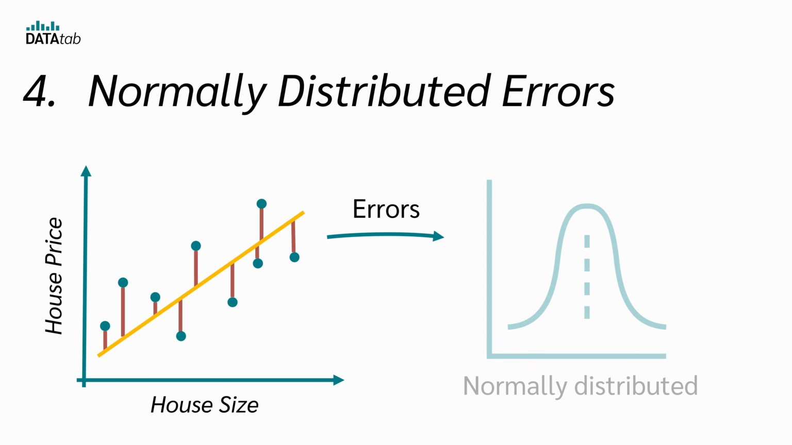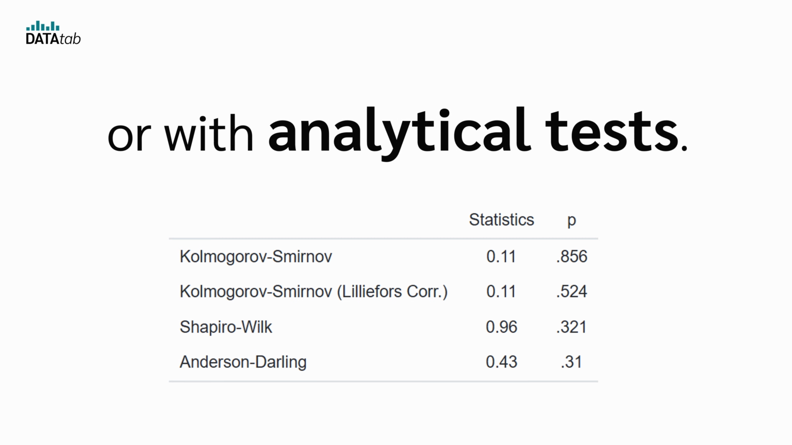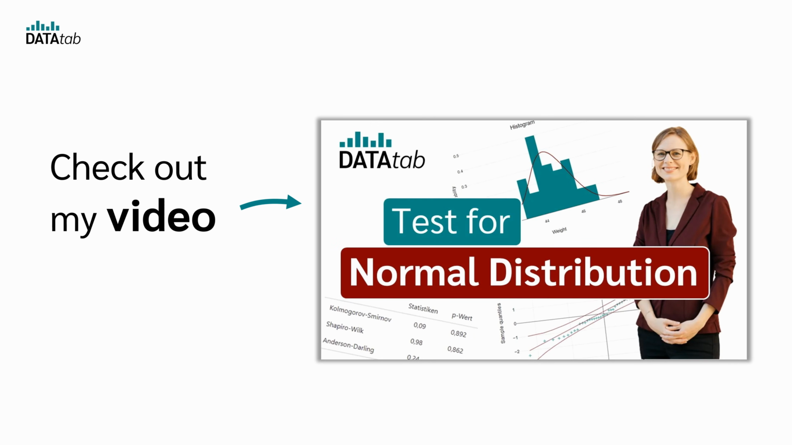Number 4, normally distributed errors. The errors should be normally distributed. We can test this with a QQ plot or with analytical tests. If you like, you can check out my video Test for Normal Distribution for a deeper dive.